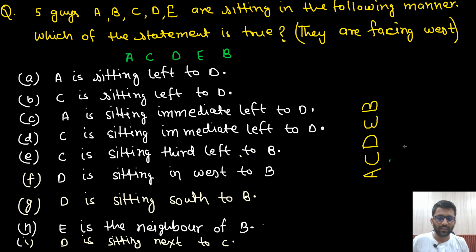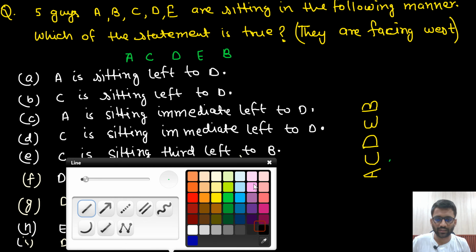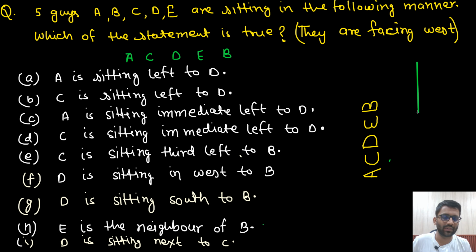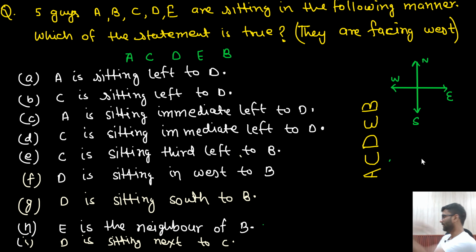Or how can you do it? Which is your usual representation of direction? Let's make the usual representation of direction. This is north. This is south. And what is this? East. And this is west. So they are facing west. They are facing in this direction.